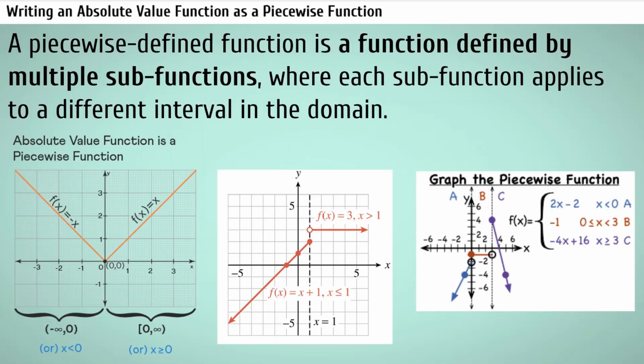Now we're going to practice writing an absolute value function as a piecewise function. A piecewise function is a function defined by multiple subfunctions, where each subfunction applies to a different interval in the domain. Rewriting an absolute value function as a piecewise function will remove the need for the absolute value symbol.